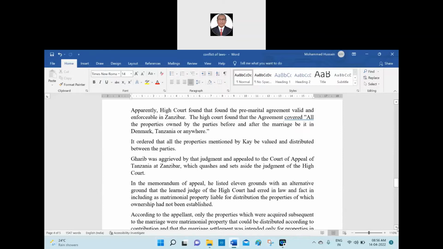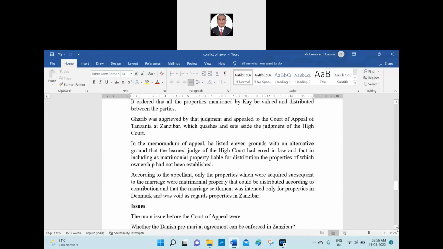That is the decision given by the High Court of Zanzibar, in order that all the property mentioned be evaluated and distributed between the parties. So that also made a further order. Gharib, aggrieved by the judgment, appealed to the Court of Appeal of Tanzania at Zanzibar, which quashed and set aside the judgment of the High Court.